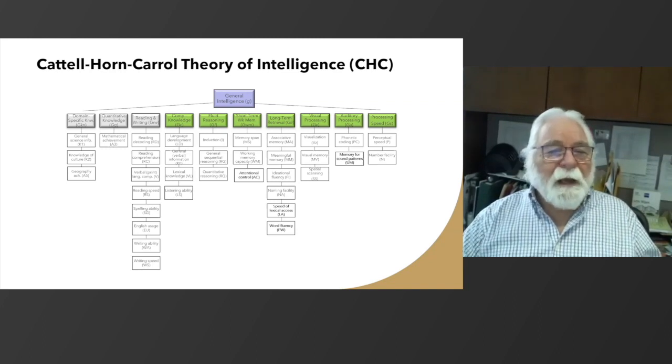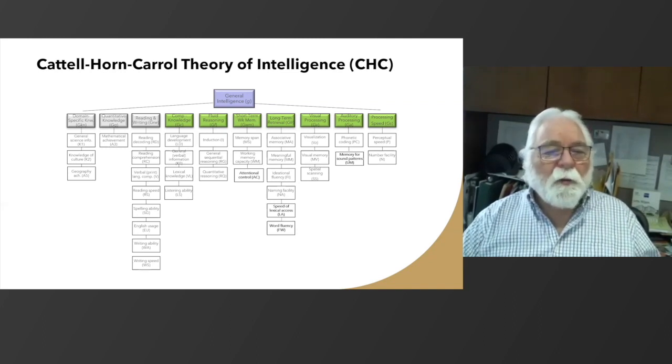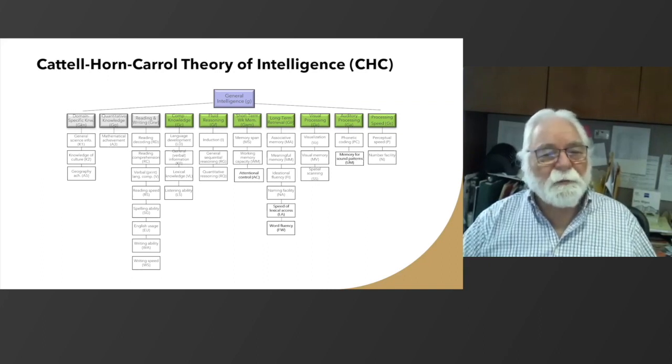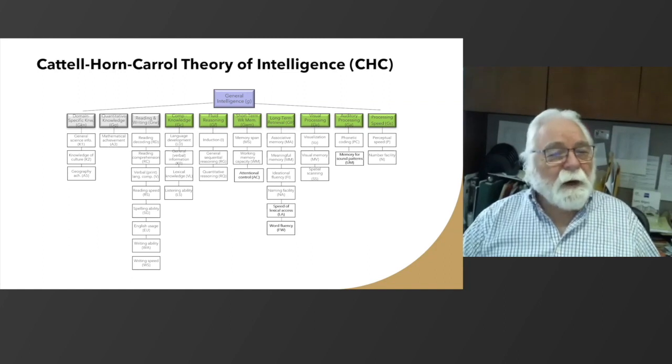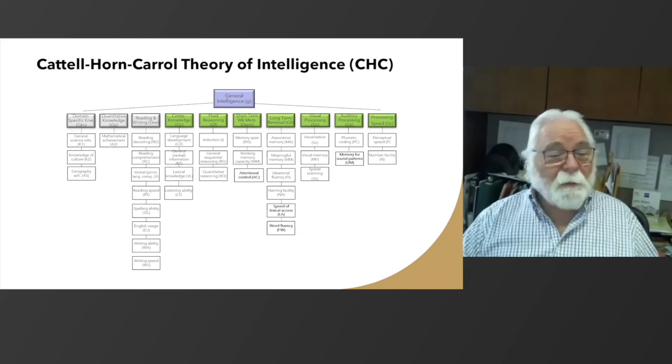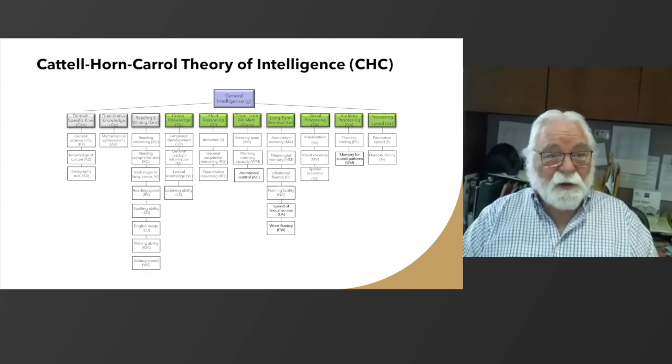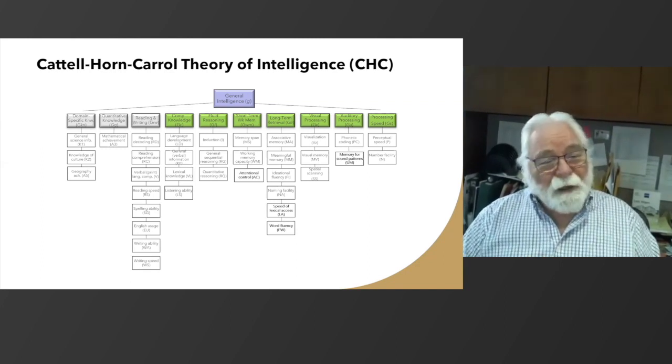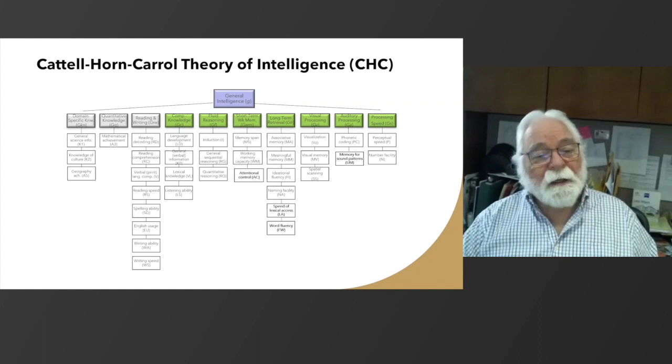And so, but then down below each one, there are different other kinds. So long-term retrieval is just not one thing. There are different kinds of long-term retrieval. You have the colored boxes, and then below you have the white boxes with the gray outlines. There are actually about, at this point, I think between 80 and 85 of those that have been discovered. These are narrow cognitive abilities.